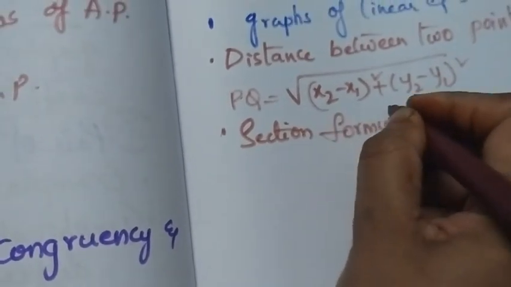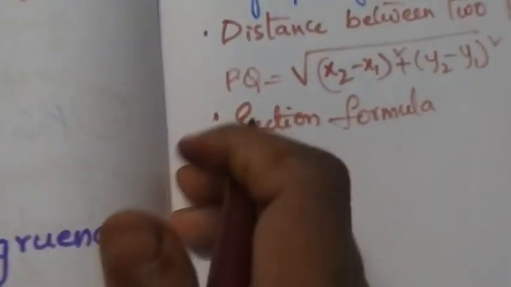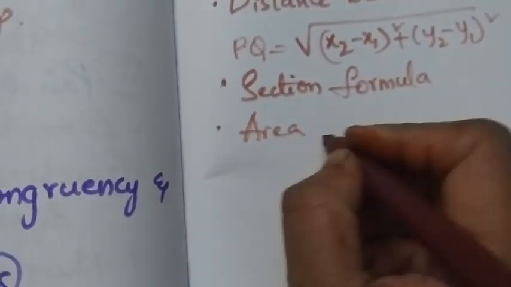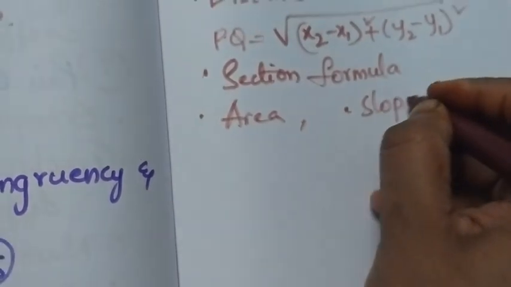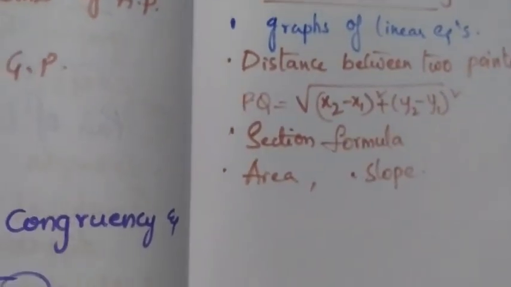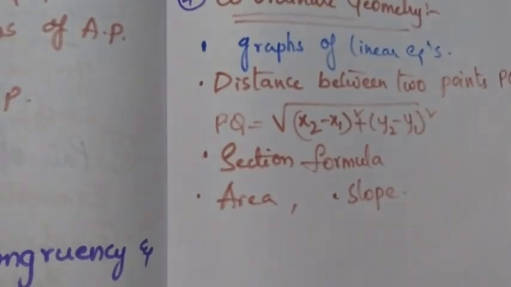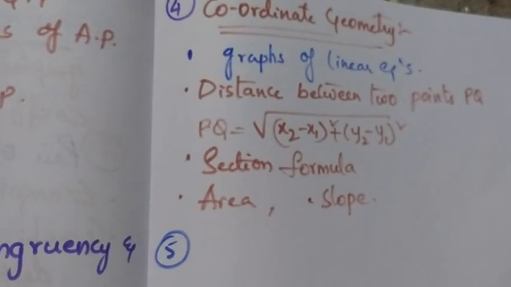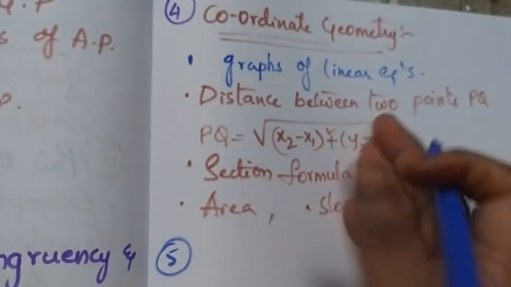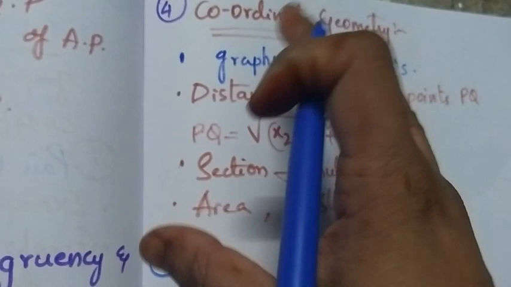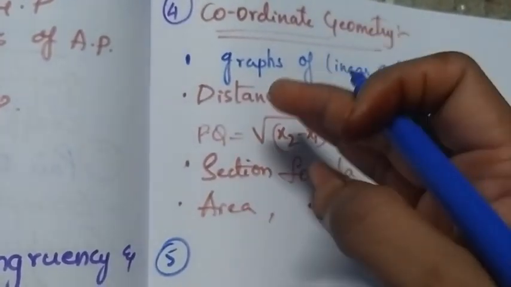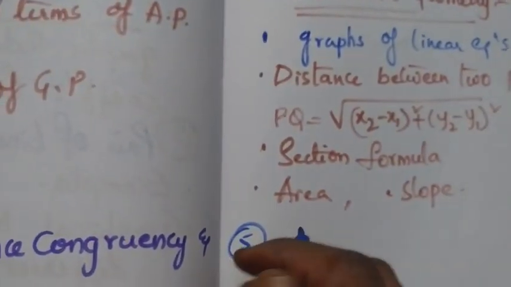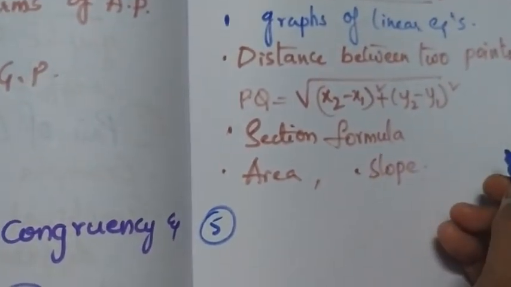Now, area of a triangle in the coordinate plane, and slope. Area and slope are also there. So these are all formulas we have to learn in coordinate geometry. We don't have many marks here, but it is an easy chapter, so learn the formulas easily so that you can cover the marks in this chapter. This will come in very short questions also, simple problems only. Slope of a line joining two points.